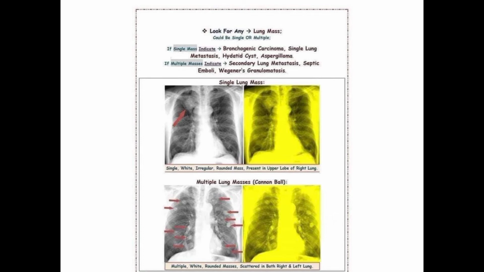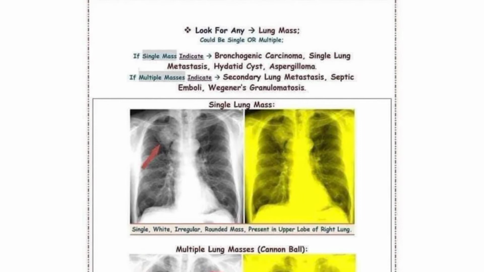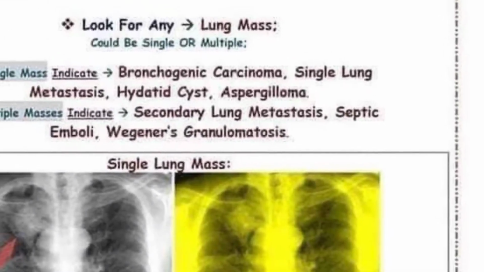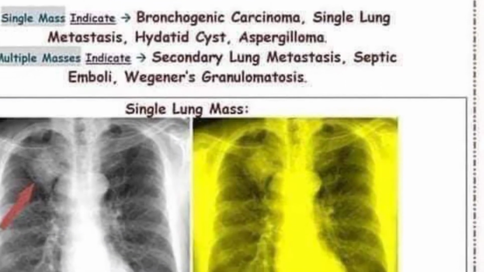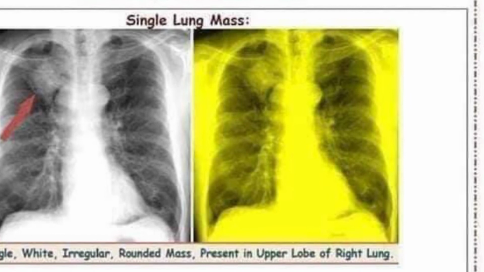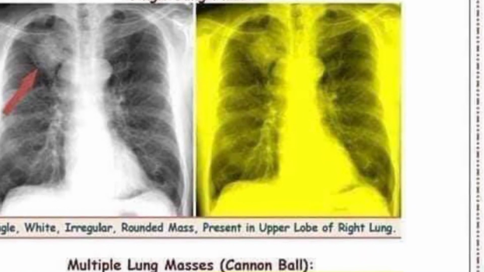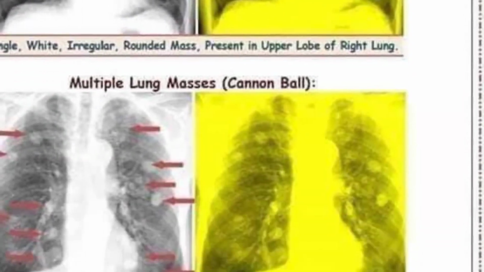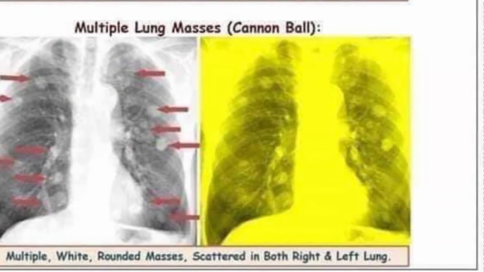Then look for any lung mass. It can be single or multiple, and different causes are mentioned here. This is a single wide irregular rounded mass present in the upper lobe of the right lung, and then multiple lung masses, cannonball.